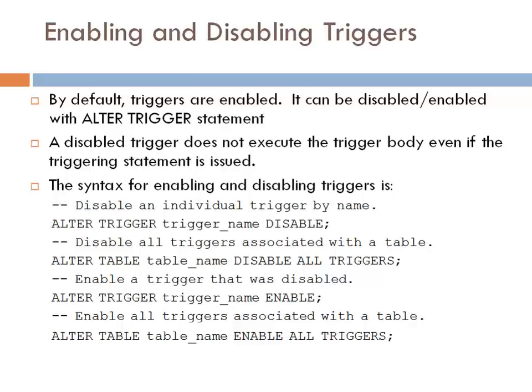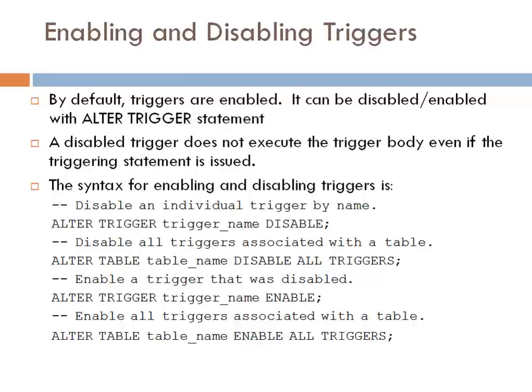A disabled trigger does not execute the trigger body even if the triggering statement is issued. For example, suppose you have created an insert trigger and the trigger is stopping your user from inserting a specific value, and you want to insert those values. Instead of deleting the trigger you can disable the trigger. In that case the trigger will be stopped only and you will be able to insert those values which the trigger prevents. So the syntax for enabling and disabling triggers is, you can define it with the alter table command or alter trigger command.